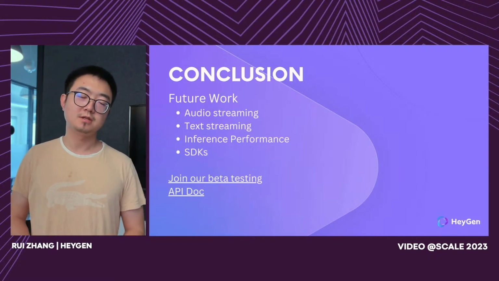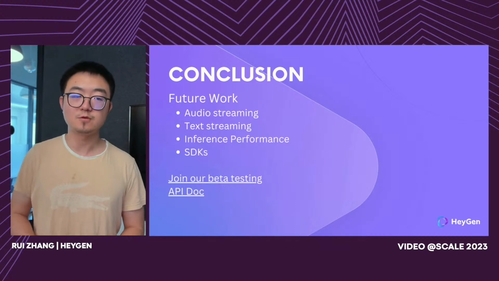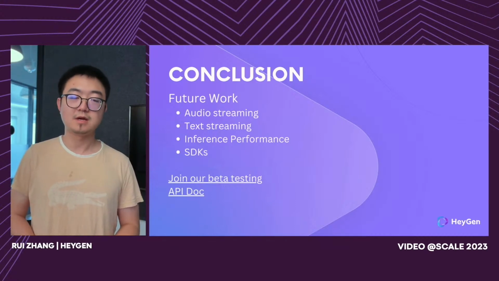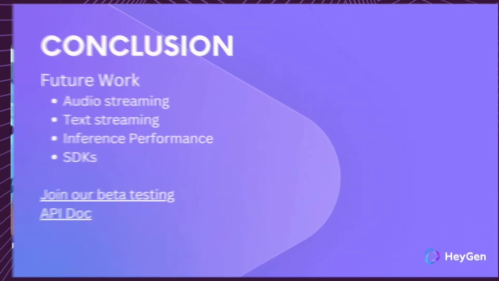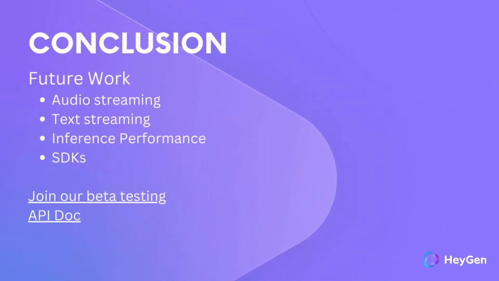Next, I'm going to talk about some other exciting stuff we're building for real-time avatars. First, as I said earlier, we're working on audio streaming and text streaming. So with audio streaming capabilities, the users can use their own text-to-audio service and stream those audio data to us. Also, they can just talk through this channel directly, sending their voice directly to our service and let the avatar speak what they speak.